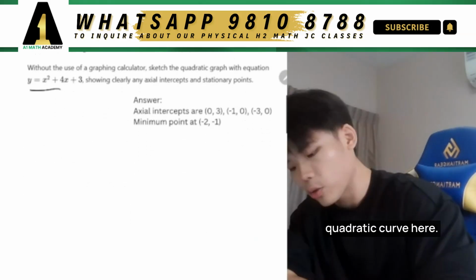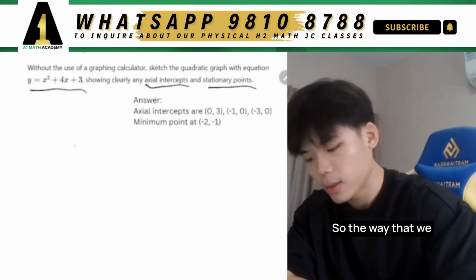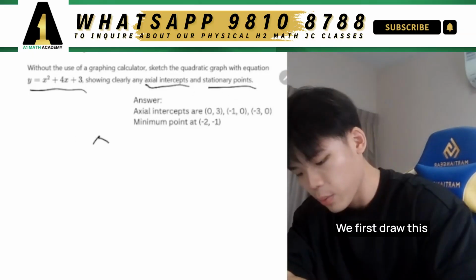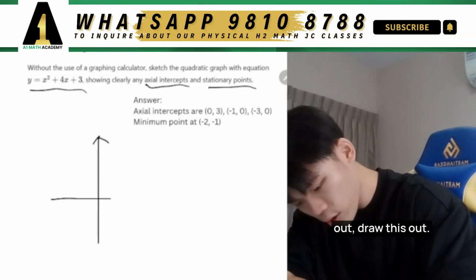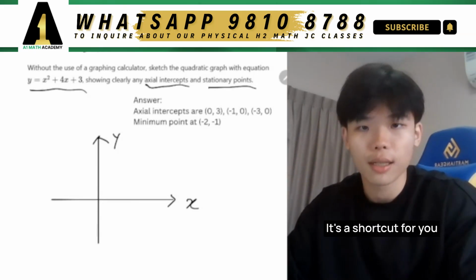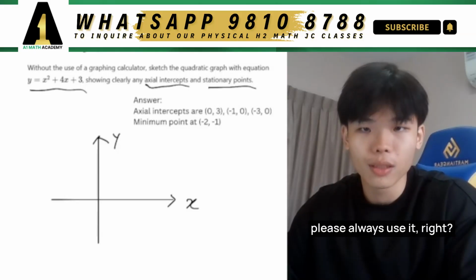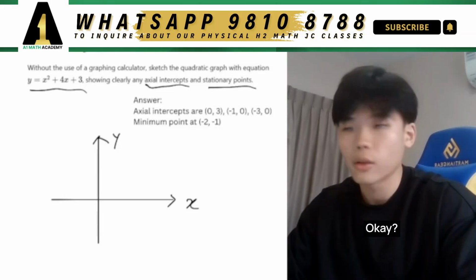So we have a quadratic curve here. They want us to show the axial intercepts as well as the stationary points. The way that we do this is very simple. We first draw out the y and x axes. Now, as a JC student, just use your GC. It's a shortcut for you to use, and please always use it. Don't waste this opportunity not to use it.